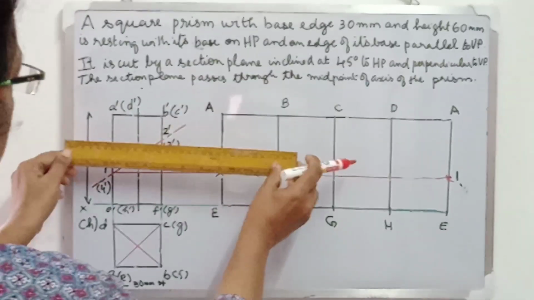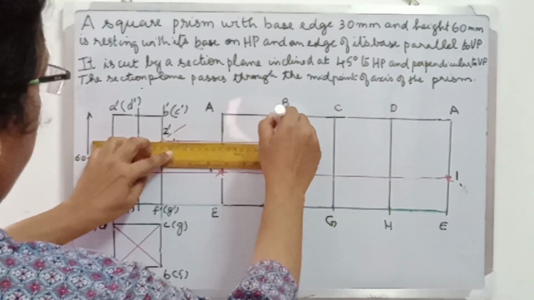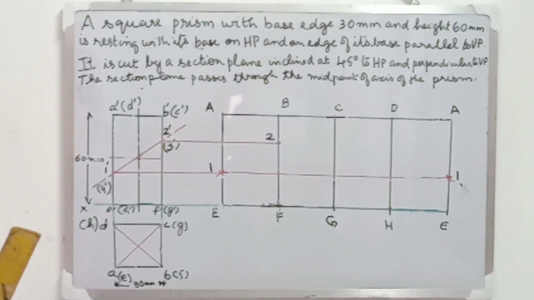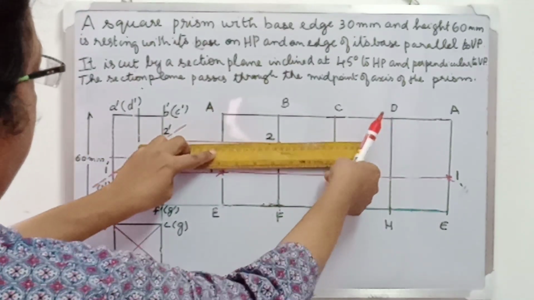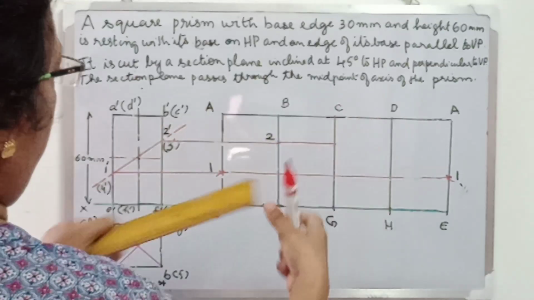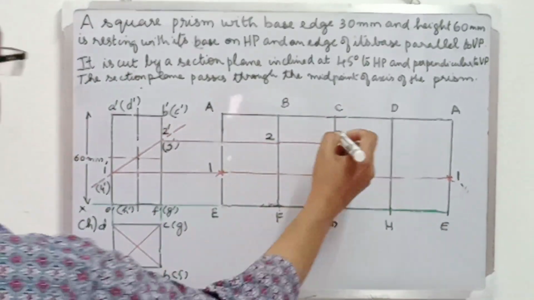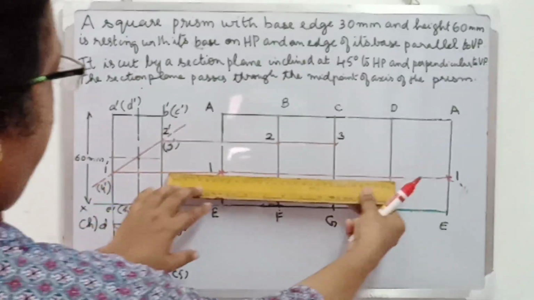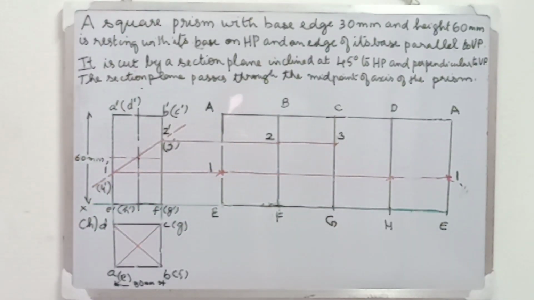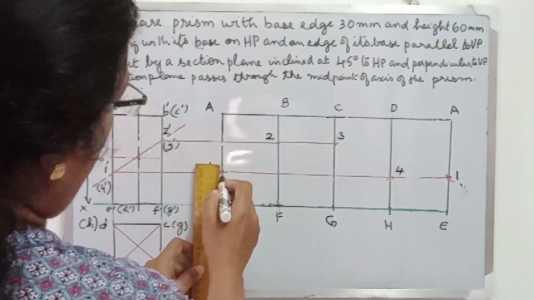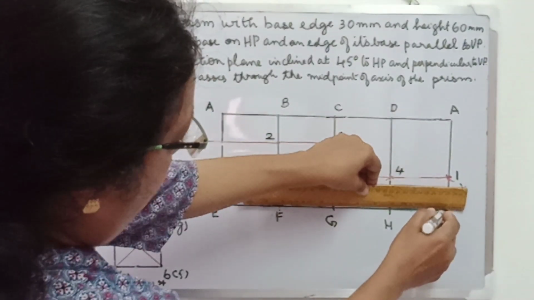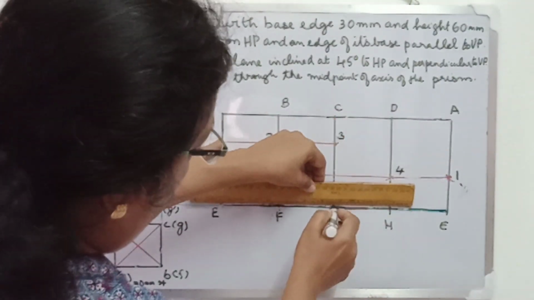Next, let us mark the other points also. So 2 is on the edge BF. Let us draw a horizontal line from 2 dashed which cuts at point 2 on BF. Next, to mark the point 3, draw a line from 3 dashed which cuts the edge CG at point 3. Similarly, to transfer the point 4, it is along the same line as 1, so I am marking 4 on the edge DH.